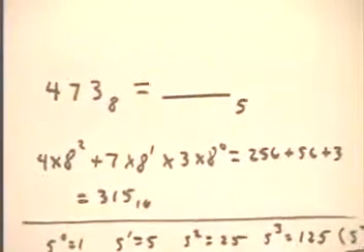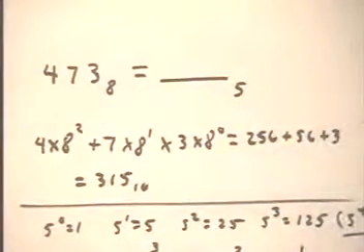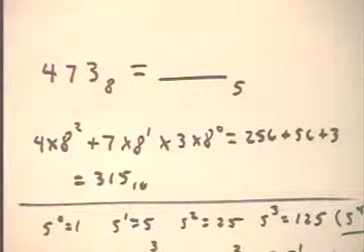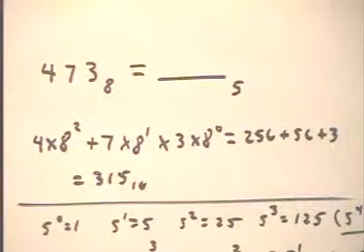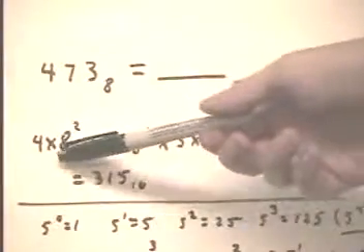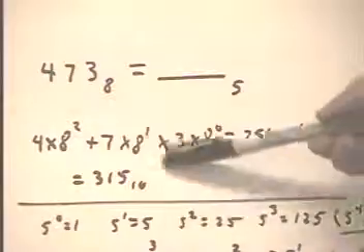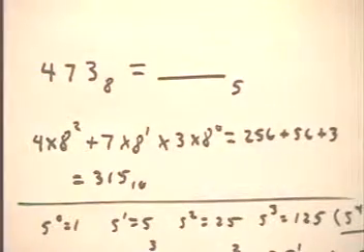As another example, we convert 473 base 8 to base 5. You should do that. I let the class work on this, and then we checked things out and everybody was all right. Okay? This, of course, means what's written down here. We just convert to powers of 8 and add them up, and we get 315.